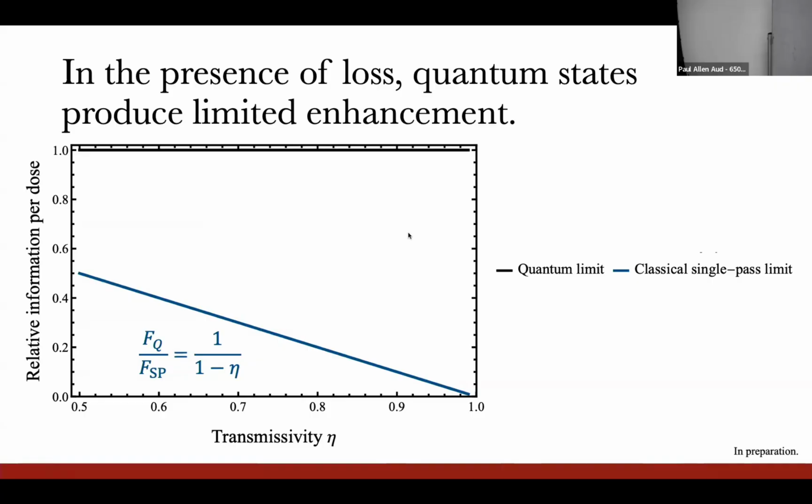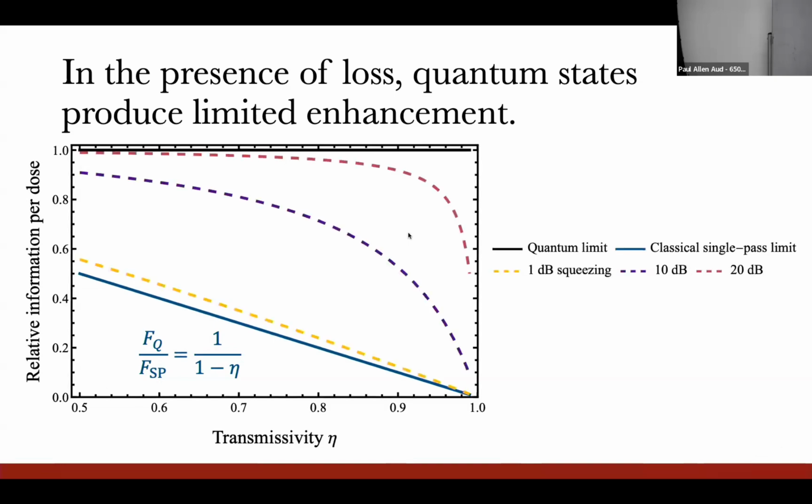And if I instead do a classical measurement in what we call single pass, as in a normal microscope, I get this curve that goes like 1 minus eta, or equivalently, my quantum enhancement is 1 over 1 minus eta, where eta is the transmission through the sample. And this is referenced in the title of the session, of course, but you can do better. So for example, if I squeeze the light that I send into my sample, I can get an increase in information per dose due to the reduction of the fluctuations in the optical field, which we're assuming are due to shot noise for the single pass case, right?